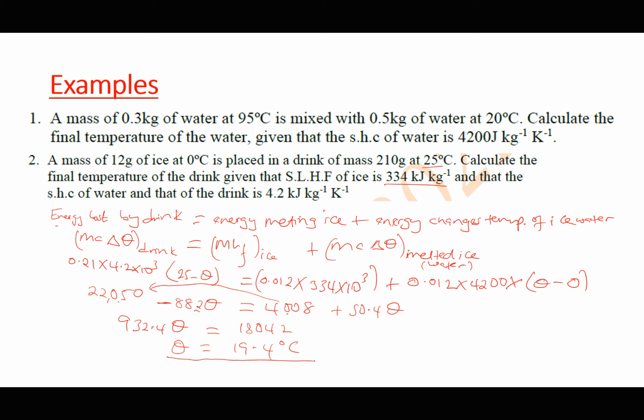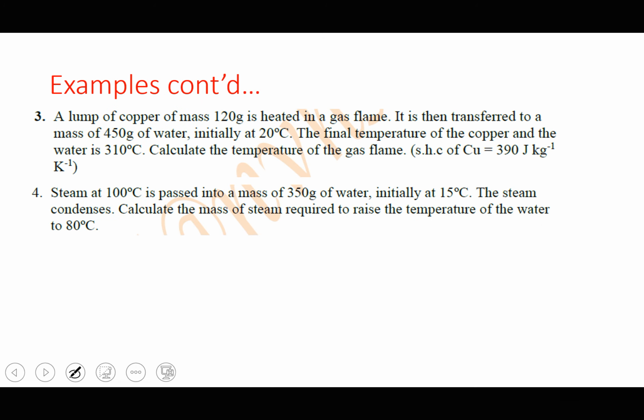I told you that for heat exchange, the final temperature is always in between the temperature of the substance which is high, and the temperature of the substance which is low. So it is always in between. It can't be above 25. It can't be below 0. So it should be between 0 and 25. Okay. Hope that is fine.